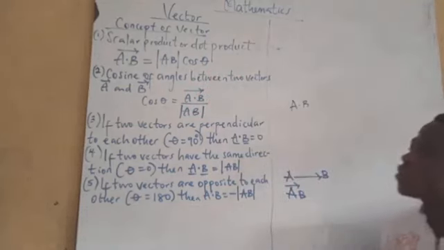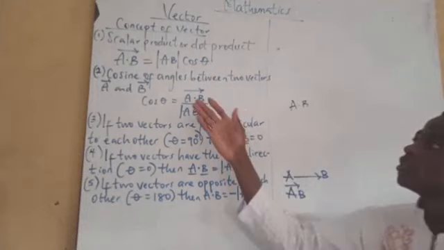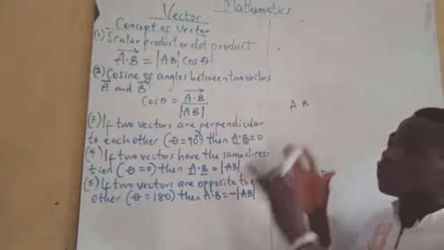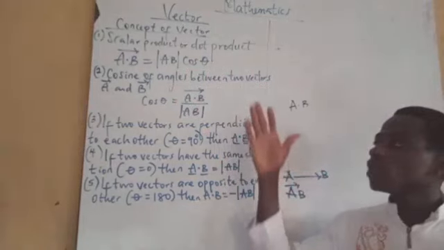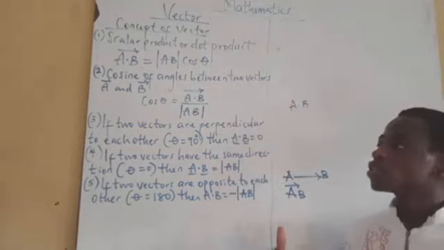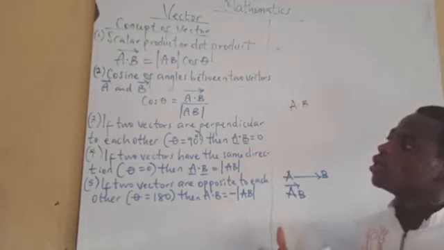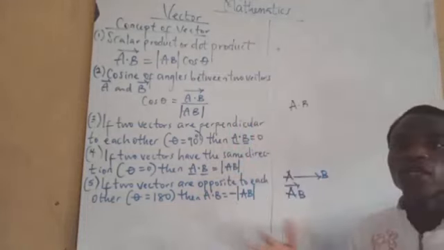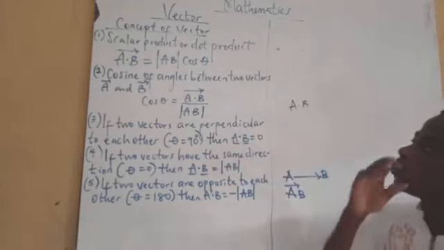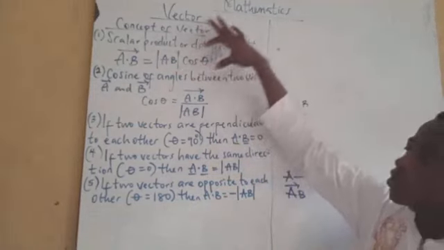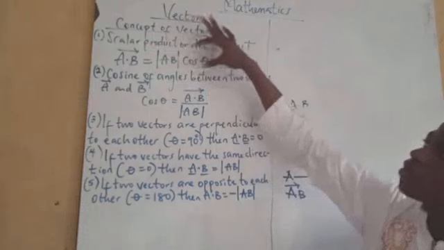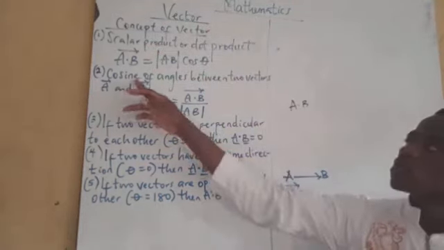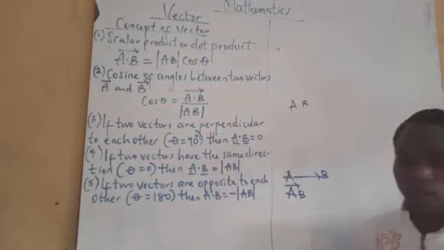Now, I'll be giving us some questions on how to find the dot product. But let's just learn the concept of vector first. Then, after the concept, I'll be giving us some questions whereby you will know how to apply all these concepts to solve any question like that. Now, take note of this first one. This first one is the basic one of scalar product.